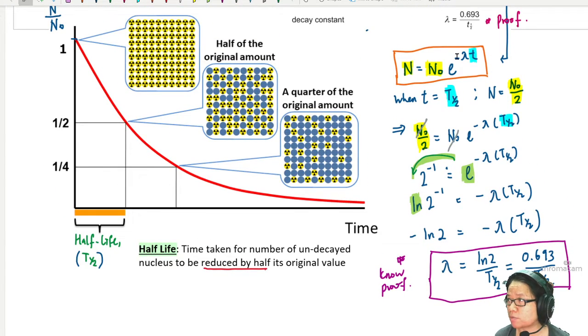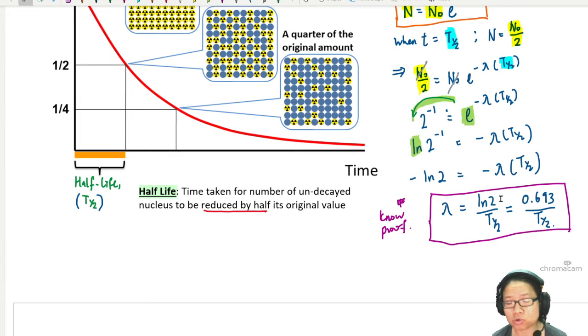Once again, we start from the equation. The definition is such that we are substituting this time such that we can get half the sample size. So this N will be substituted as N naught over 2. Cancel off the N naught. So what you will have is 1 over 2. I put 2 to the power of negative 1 so that the negative will eventually cancel out. Exponent shifts over and becomes ln. Negative 1, bring down the power or the index, becomes negative ln 2. So negative ln 2 is negative lambda times half-life. Lambda will be ln 2 over half-life. Or you could also put half-life is ln 2 over lambda.